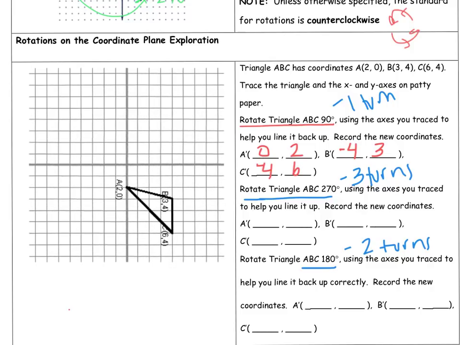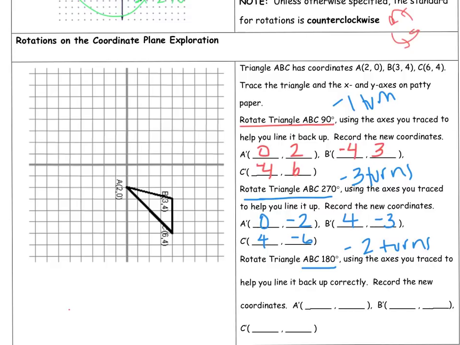So our new coordinates for A prime, B prime, and C prime: A is now at 0, -2. B is now at 4, -3. And C is now at 4, -6. And we're going to go ahead and record those coordinates over here. So A, again, is at 0, -2. B is at 4, -3. And C is at 4, -6.